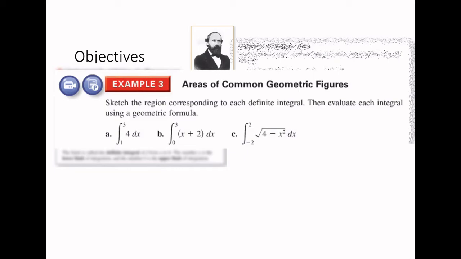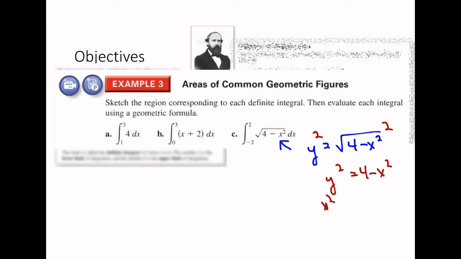All right, this last one, this is harder for people to realize that, hey, I do know what this looks like. So if you set this equal to y first, and then you say, well, I don't really know what that looks like, so let me see if I could make it look familiar. So let me square both sides. Then you get y squared equals 4 minus x squared, and then finally you can throw that x squared over to the other side, and you get x squared plus y squared equals 4.